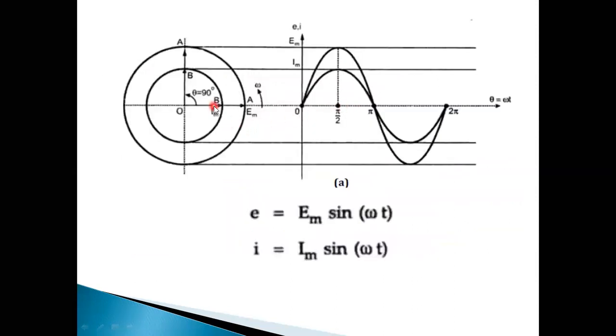Let's observe these two waveforms. When two waveforms come into the picture, the phase difference arises. Let E equal to Em sine omega t, I equal to Im sine omega t. There is no phase difference. Whatsoever, the waveform starts from 0 and ends at the point of 2 pi. Is there any phase difference? No. That's why phi becomes 0.